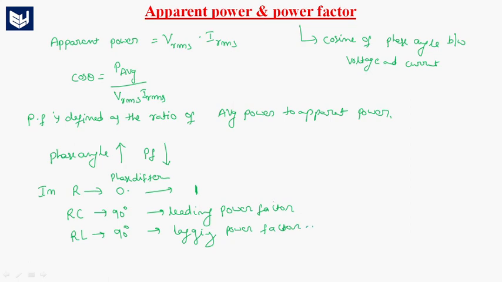As a whole, what is apparent power? Apparent power is defined as the product of effective values of voltage and current, and power factor is defined as the cosine of the phase angle between voltage and current. So this is about apparent power and power factor.